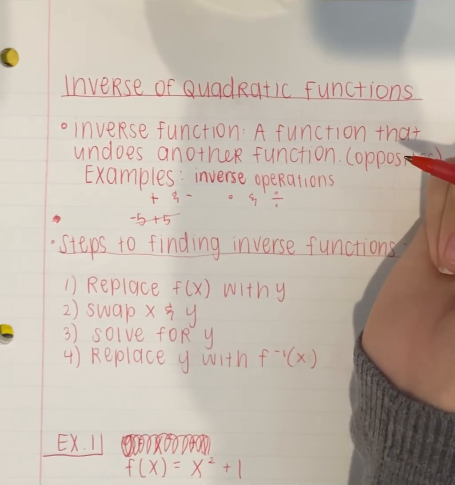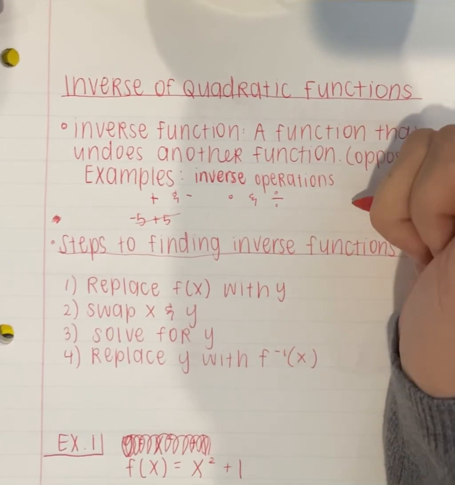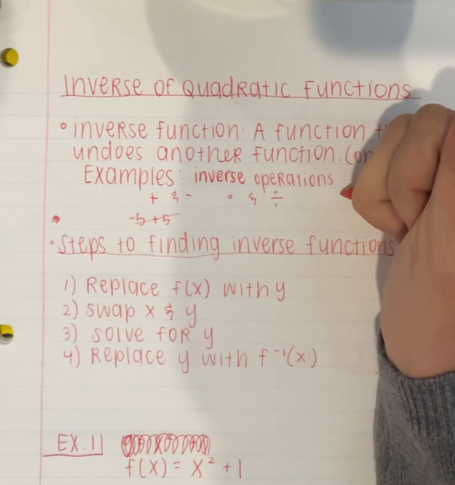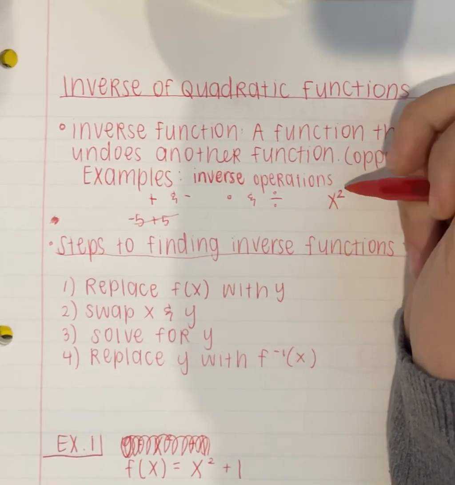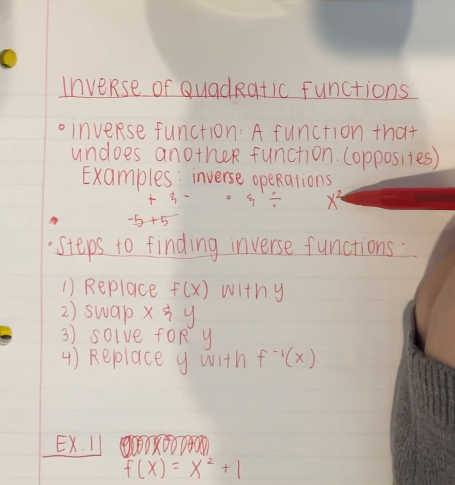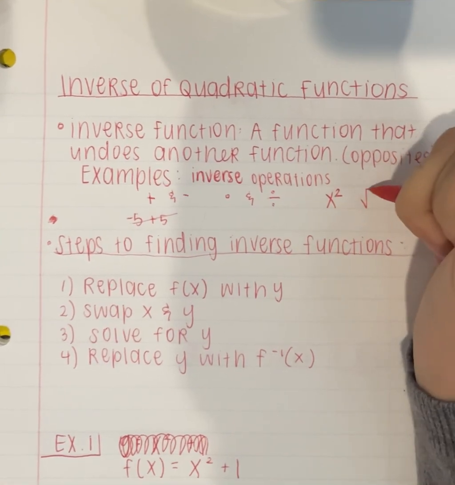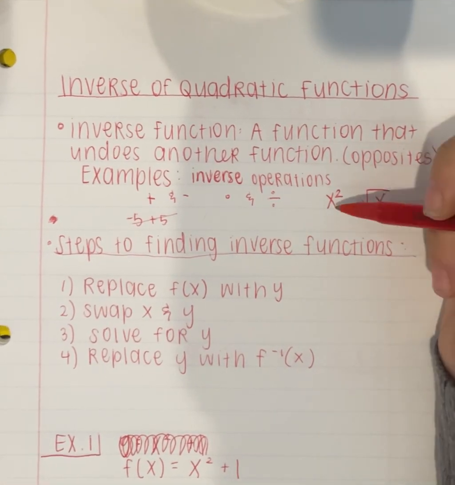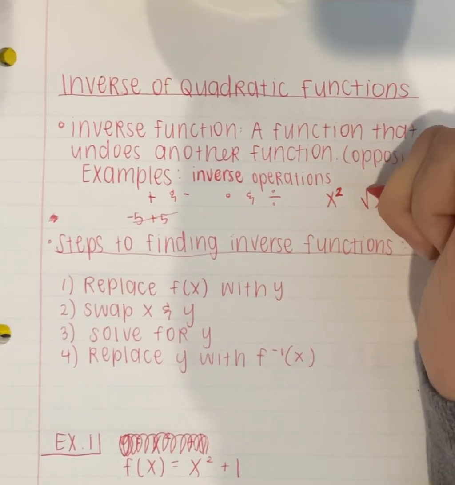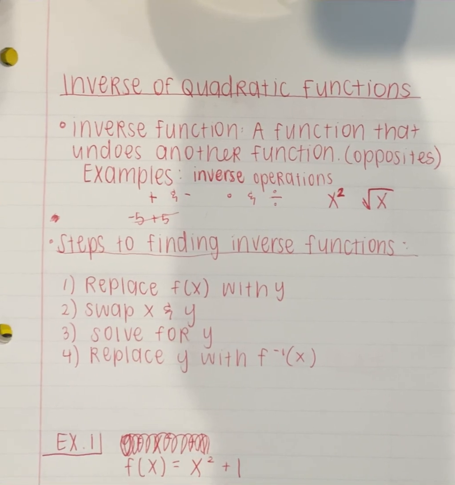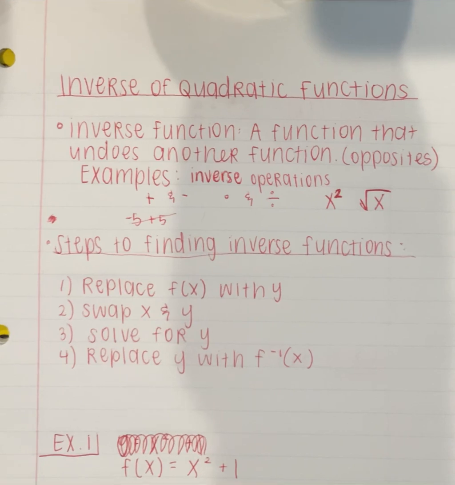Okay, so the ones we're going to focus on today, the opposite ones that will undo each other: if you have an x squared, because for a quadratic function you have an x squared, right? So the opposite of squaring something would be to square root it, okay? So squaring something and then square rooting it, those are opposite functions. They're opposite operations, so they're inverse operations. So those are the ones we're going to be looking at today.